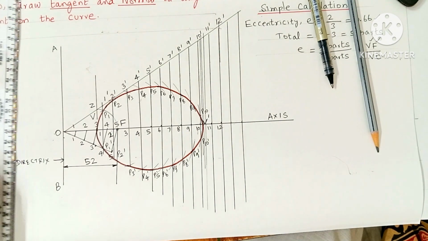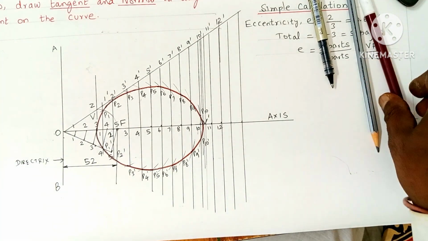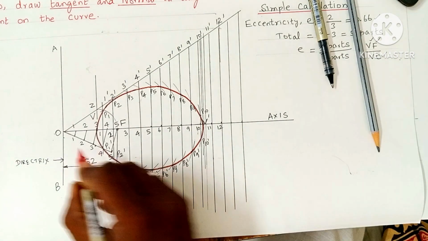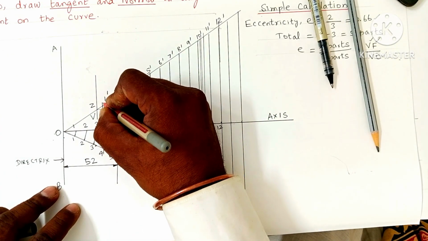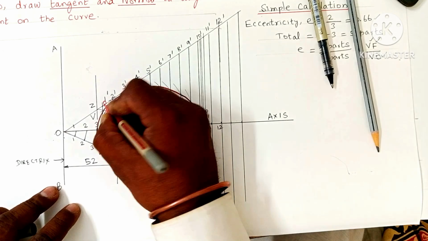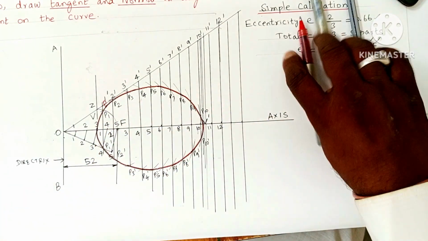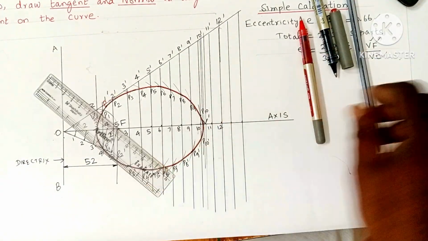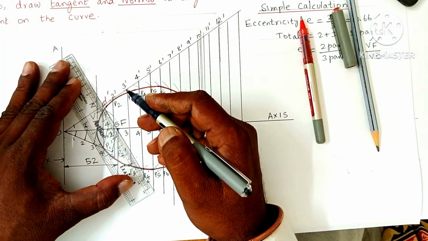Next, what is asked in the question? Also draw tangent and normal at any point on the curve. Let me mark one point. Somewhere, anywhere below the axis or above the axis, I locate one point here. So let me mark this point as P. For this point P, I am going to draw tangent and normal. So join P and F by ordinary scale or by roll-on scale. Join P and point F.